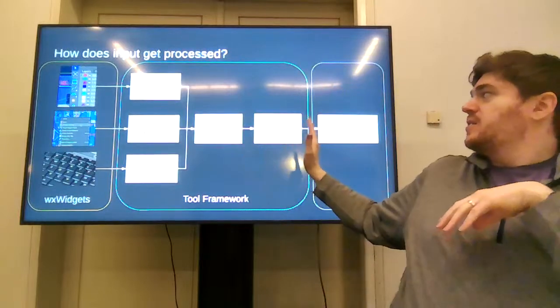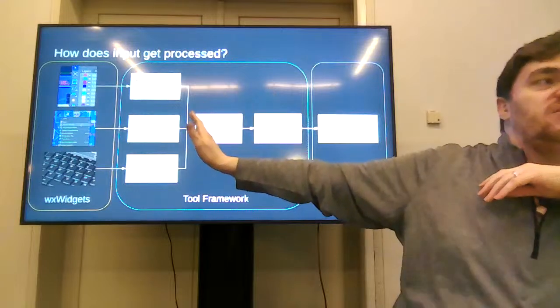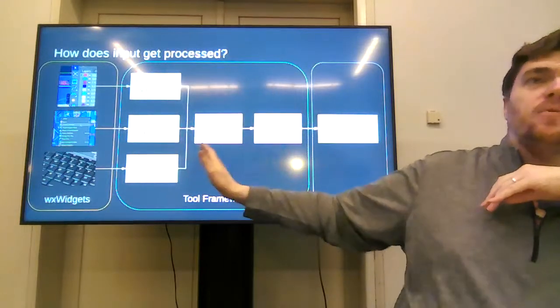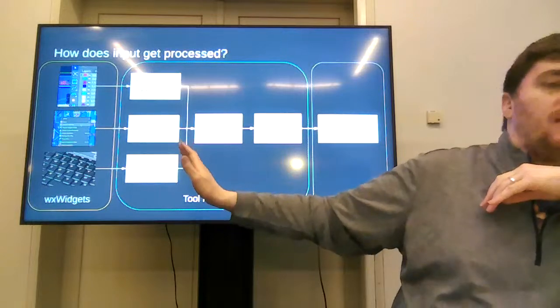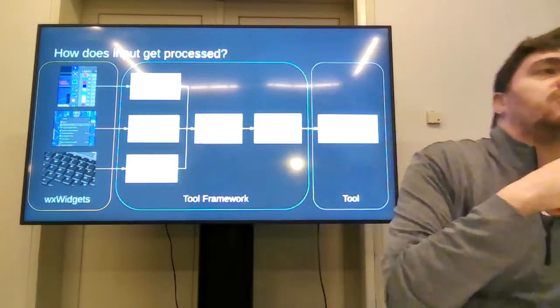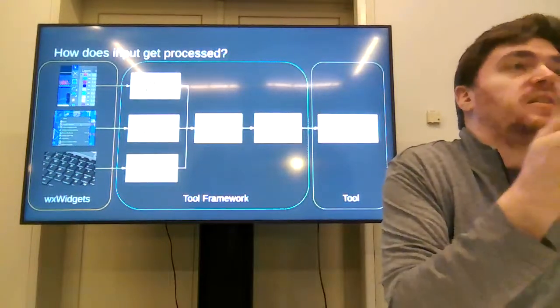So everything to the left of the screen is the nitty-gritty internals of the tool framework that as a normal developer you usually never have to worry about. Everything from this side, on the right-hand side under tool, is what you do when you're actually coding a new feature in KiCad.